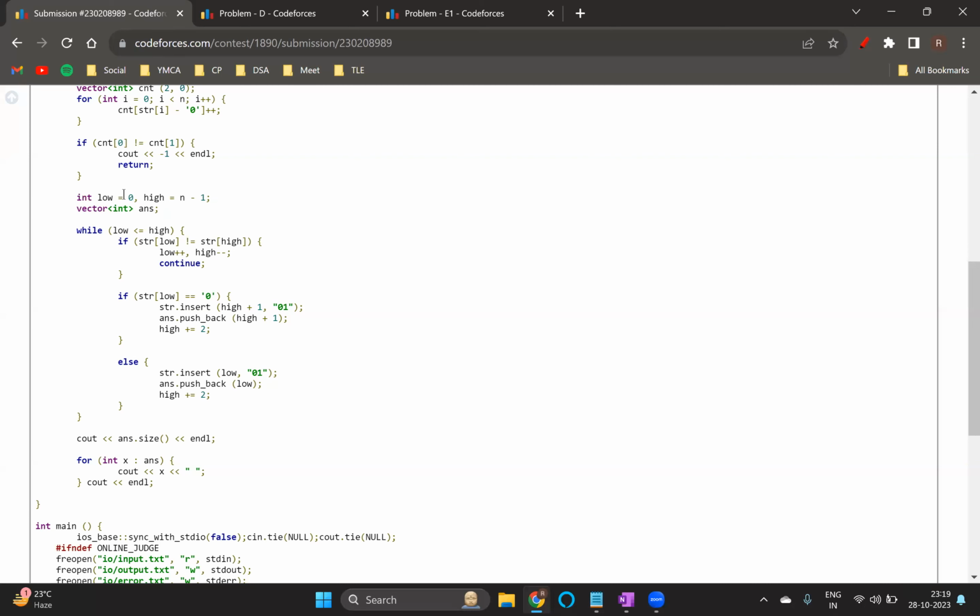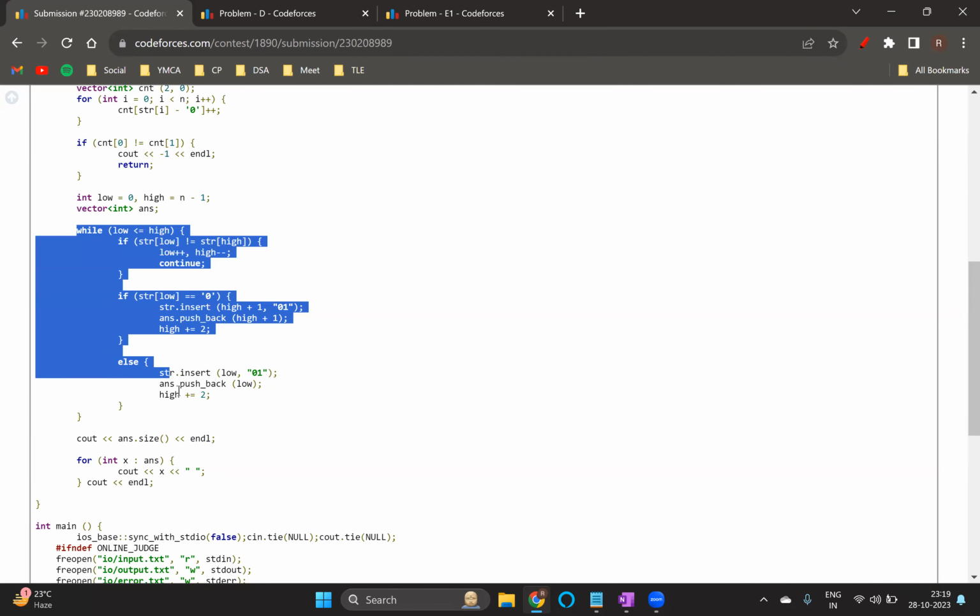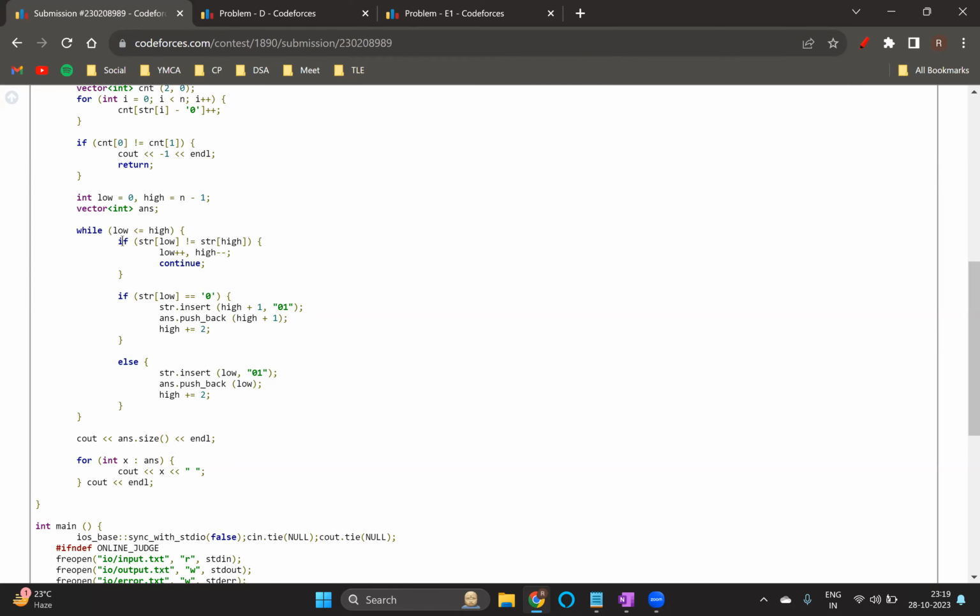Then we are having these two pointers at 0 and n minus 1. And while low is less than or equal to high, if the elements are not equal, in that case, low plus plus and high minus minus, because we don't need to do anything here. If the elements are equal, only then it would be coming till this point. So we are just checking if both of the elements are equal to 0 or 1. If they are equal to 0, in that case, we would be inserting at the end as we discussed. So in the answer vector, we will just push back high plus 1, and in the string, we will insert 0, 1 at the index high plus 1, and high will be incremented by 2.